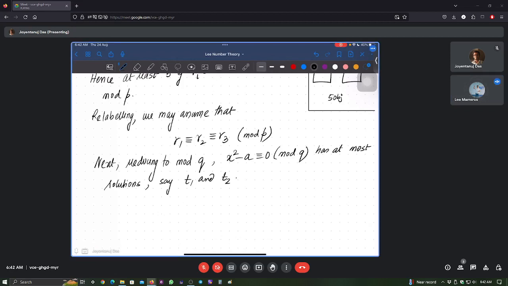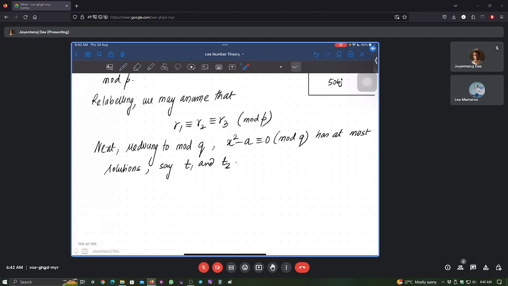So now, same idea. This particular three Ri. Now I will not take all five Ri. Now I will consider these three Ri, R1, R2, and R3, and look at them in modulo Q. So each will go to either T1 or T2, right?